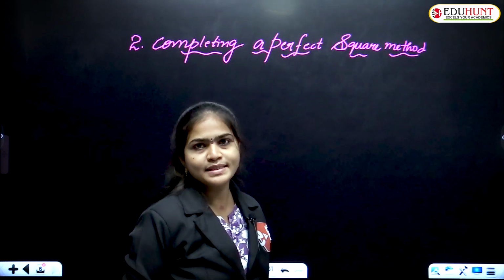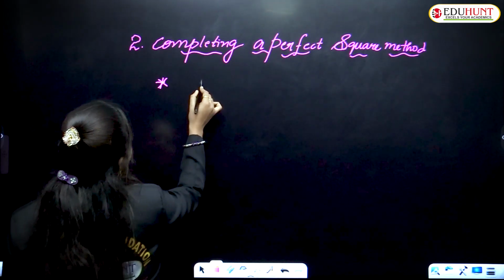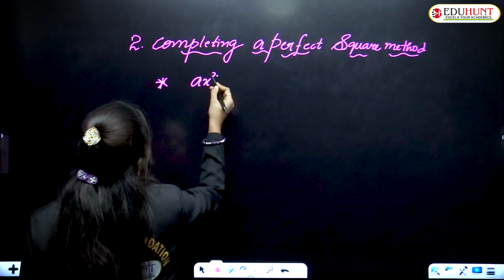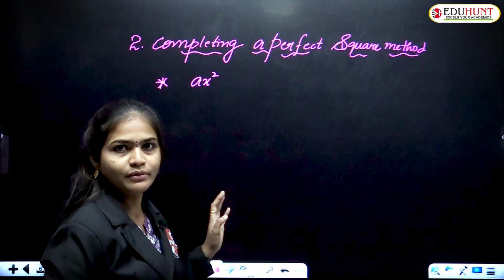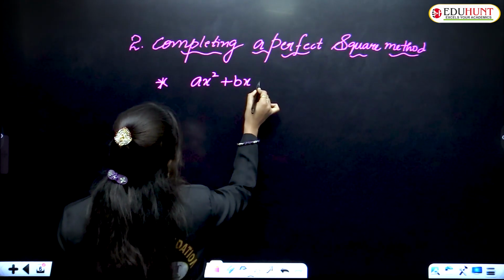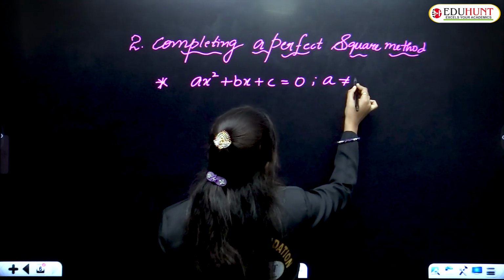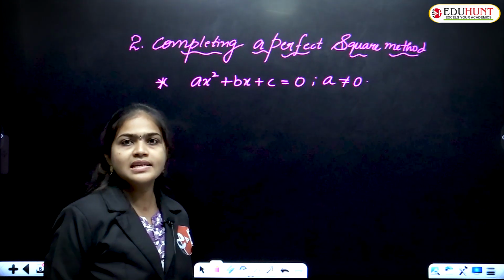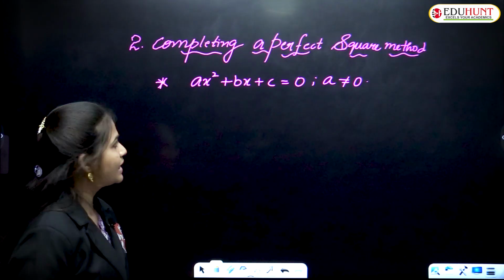Completing a perfect square method. So here, children, first we have to take the given equation. I am taking the general form of the quadratic equation: ax square plus bx plus c is equal to 0, a not equal to 0. This is the general form of a quadratic equation. Am I correct? Yes.